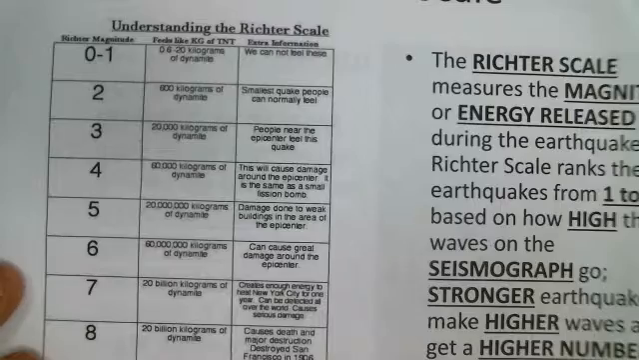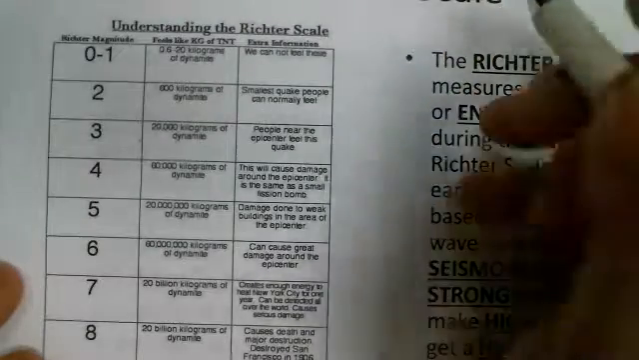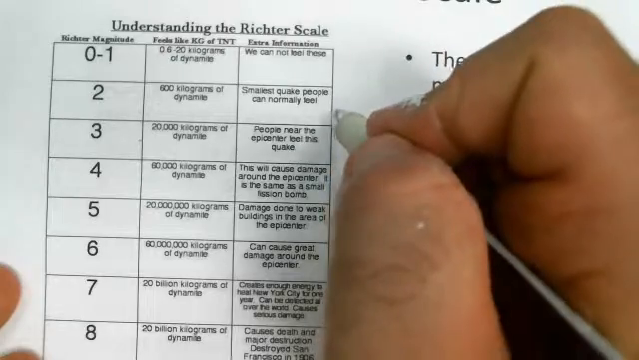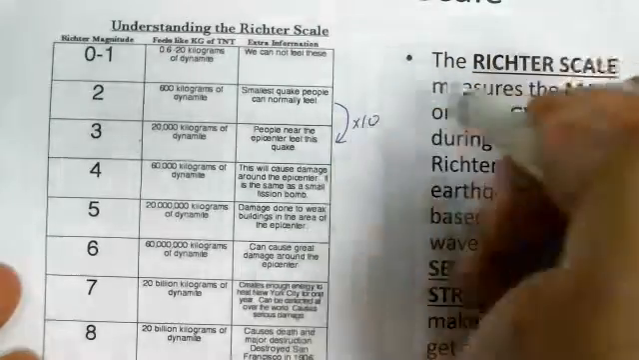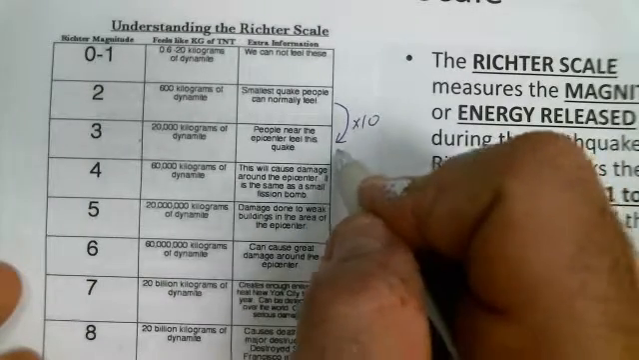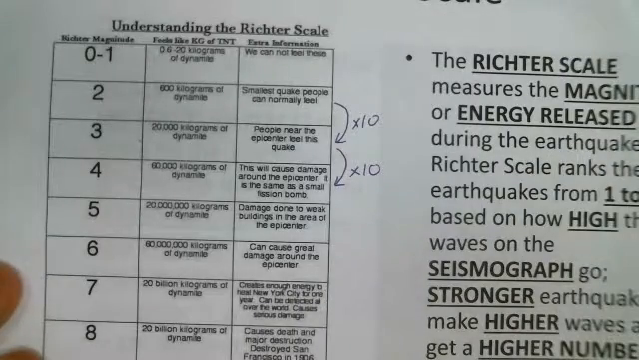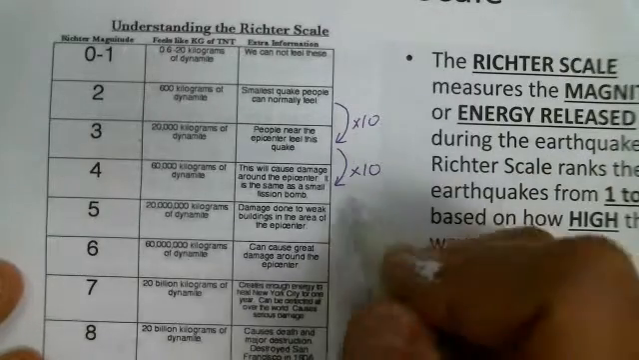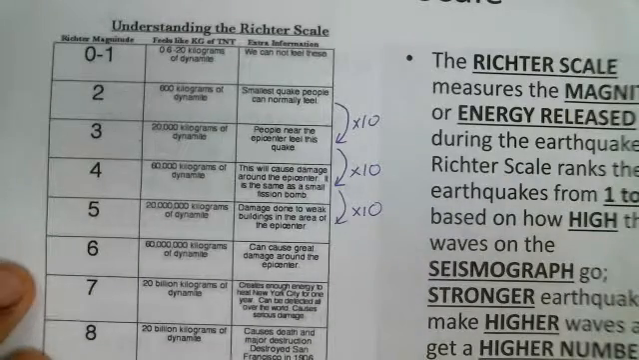And I also want you to know that each step of the Richter scale is 10 times worse than the bottom one. So a 3 is 10 times worse than an earthquake with a 2. And then to move up to a 4, you need to have a 10 times worse earthquake there. And keep on going. Each one is 10 times worse.